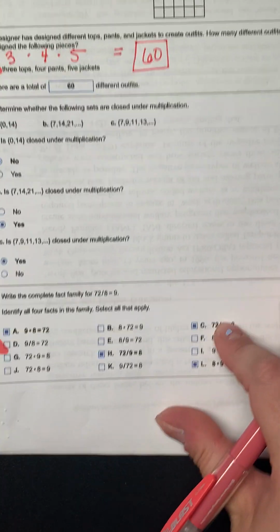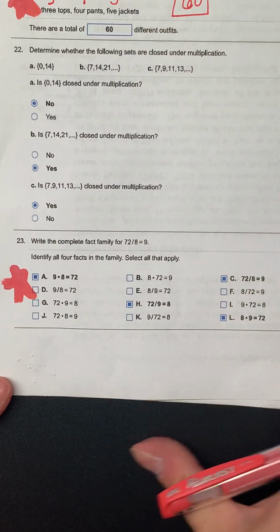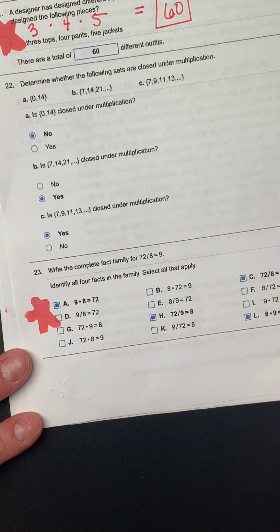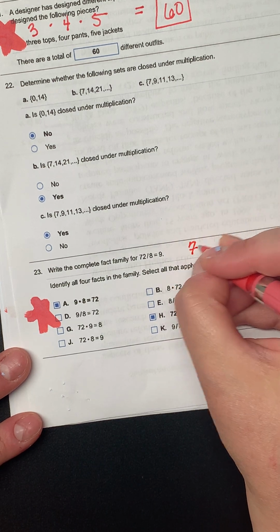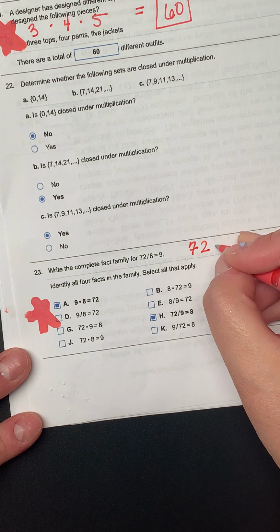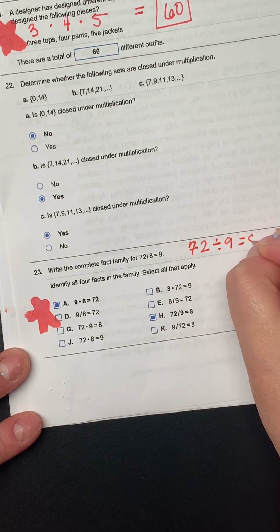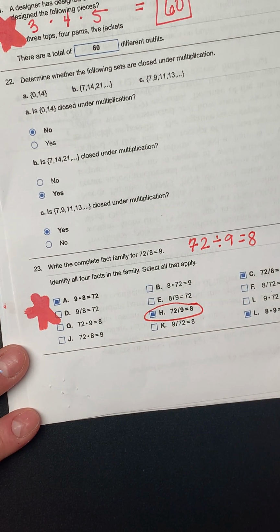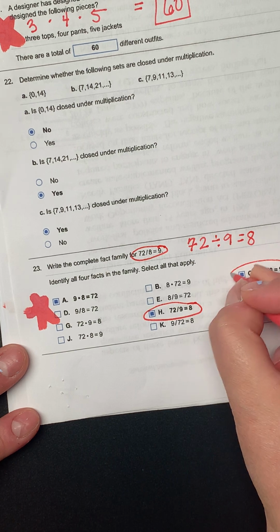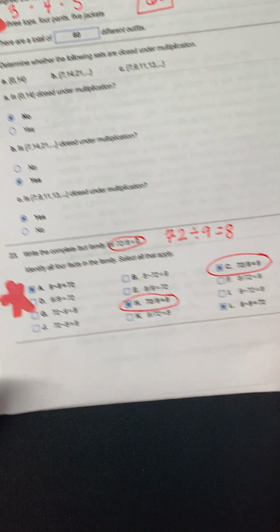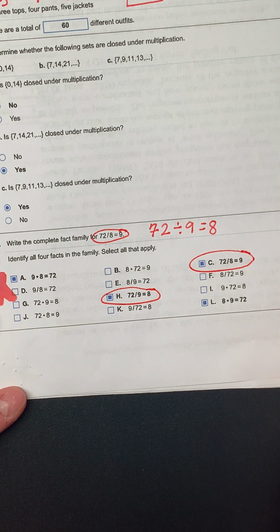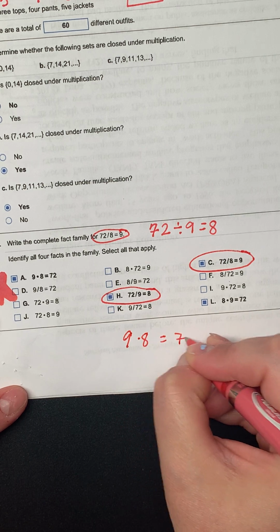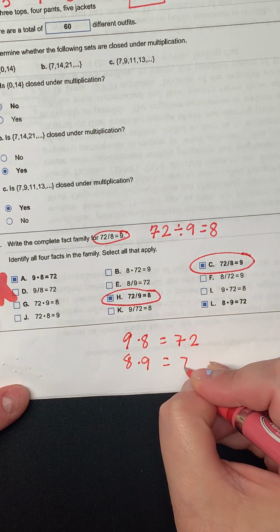Okay, the next one we're going to jump to is number 23 on the review. It says, write the complete fact family for 72 divided by 8 is equal to 9. Well, that means that backwards of that is true. 72 divided by 9 equals 8, which is right here. Okay, and then we already have 72 divided by 8 is 9. Okay, and then what other multiplication facts can we come up with through this? We can say that 9 times 8 is 72, or 8 times 9 is 72.